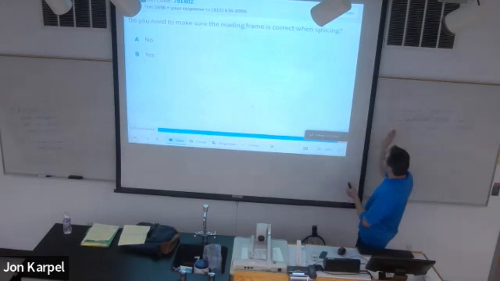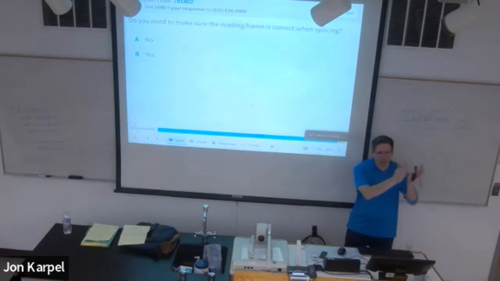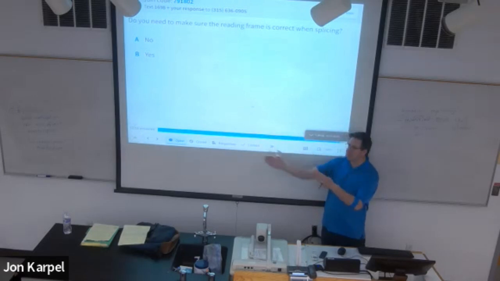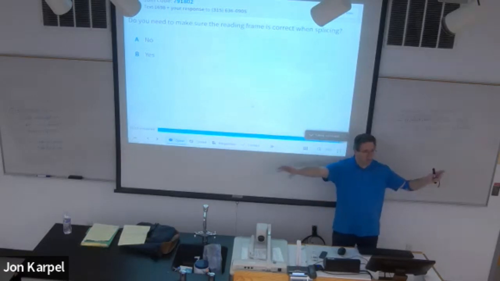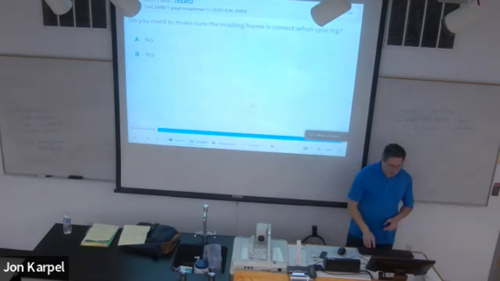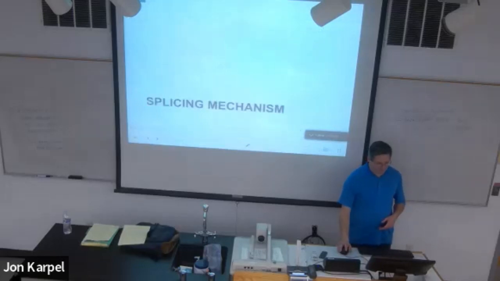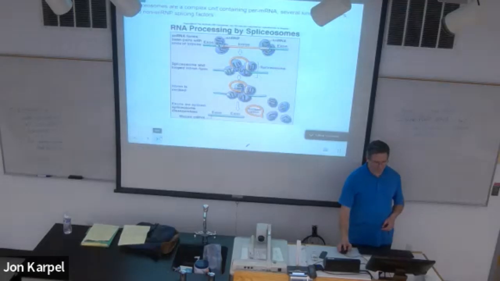So if you don't remember the reading frame, that's where the ribosome is going to read it in 3 nucleotides of 3. So those are the codons. So yes, you have to make sure that when you're splicing these things together, you guys say yes? One person? One person says maybe.